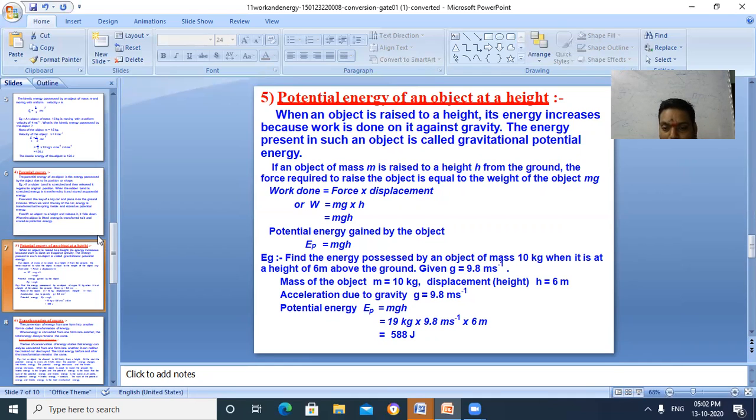Now we can also do a small problem based on that: find the energy possessed by an object of mass 10 kg at a height of 6 meters above the ground. So therefore g is equal to 9.8 meters per second square, h is equal to 6 meters, and mass is 10 kg. So m into g into height, where height is 6 meters. So therefore we get around 588 joules.